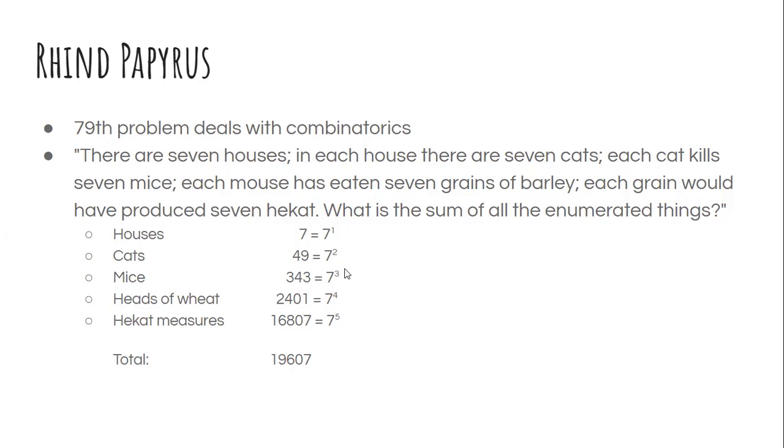But we also see on the right side that it's actually just growing exponentially by the power 7 is raised to. We start with houses, raised to the first power. Then as we go down, it's raised to the second, the third, the fourth, and the fifth, until we finally get our total answer, 19,607. That is the sum of the houses, the cats, the mice, the barley or wheat, as well as the hekat.